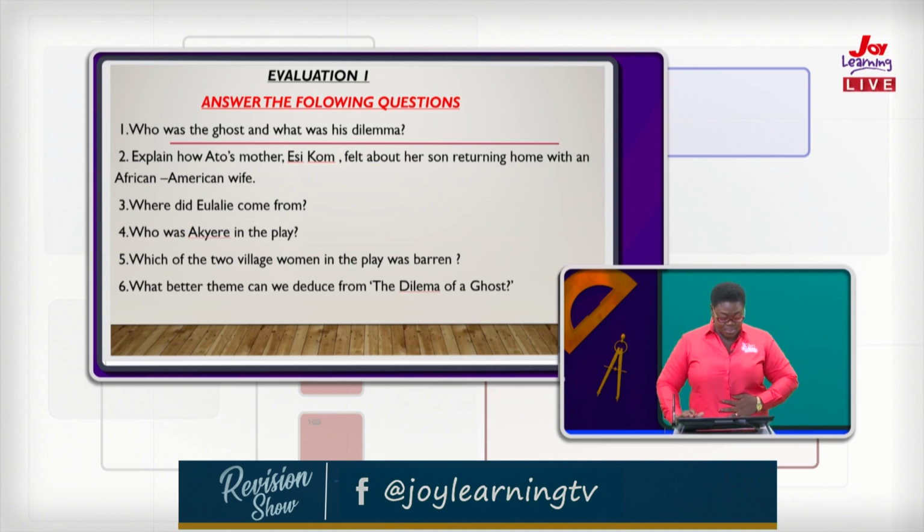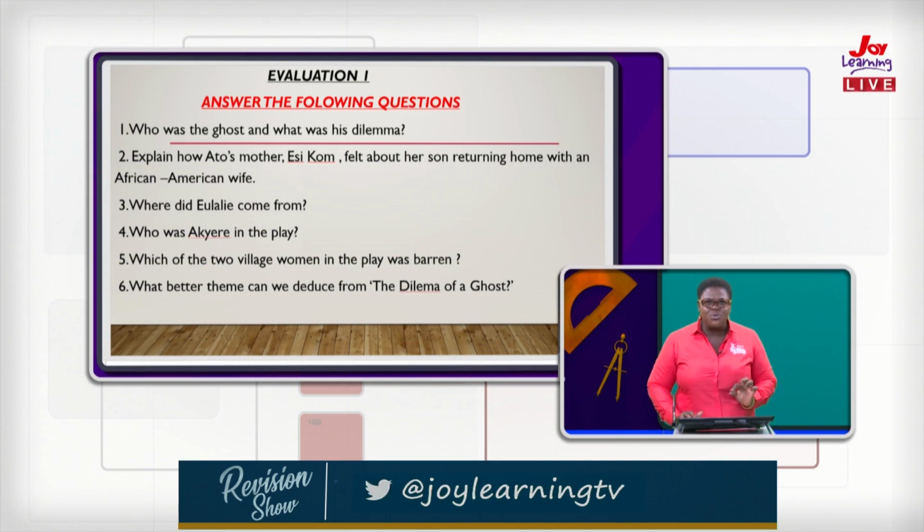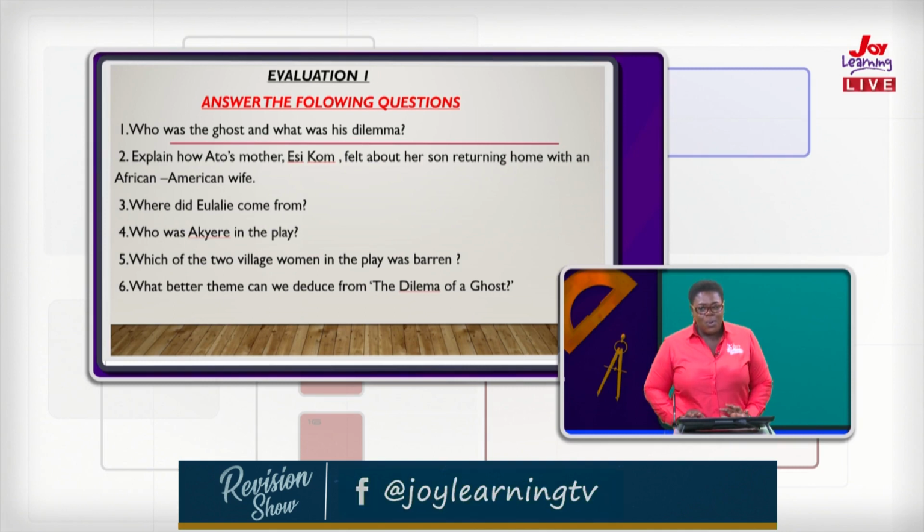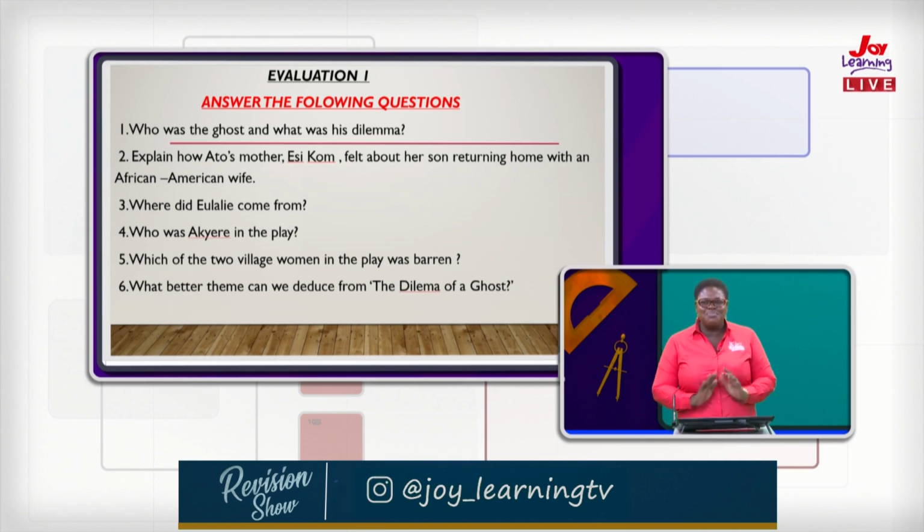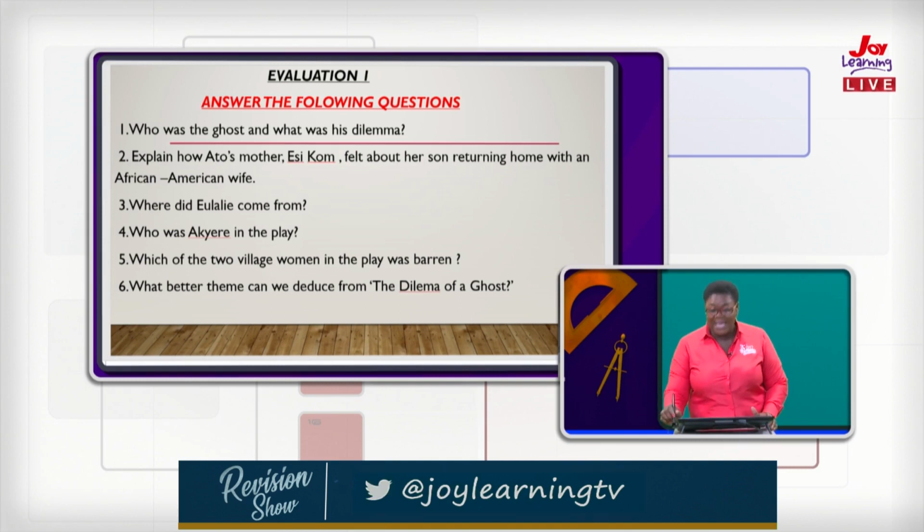Please, question 6. Question 6. So what better theme can we deduce from The Dilemma of a Ghost? Right. I'm listening. Marriage is not just a private affair between two people, but it's a public affair between all the family of the person that gets married to. Very good. Thank you so much. And question 4 too. Okay. Who was Achre in the play? Oh, I think I lost Rita.